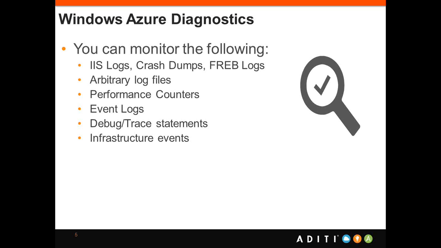Performance counters are very important from a system and application health status point of view, like CPU usage, memory usage, number of requests rejected, or the queue length. These are the performance counters which we can monitor on Windows Azure.